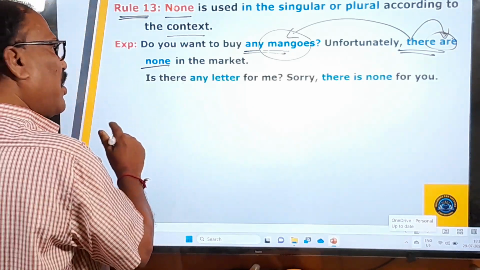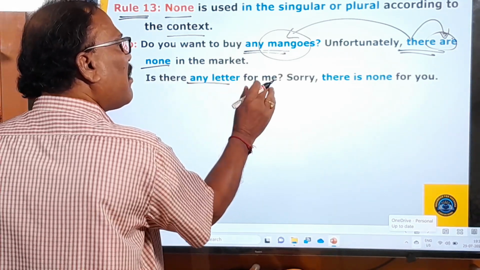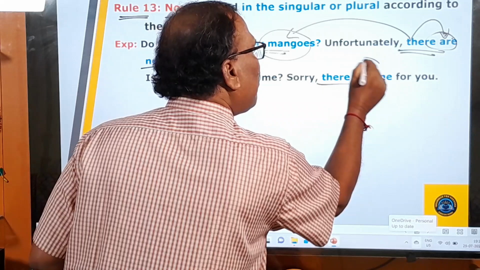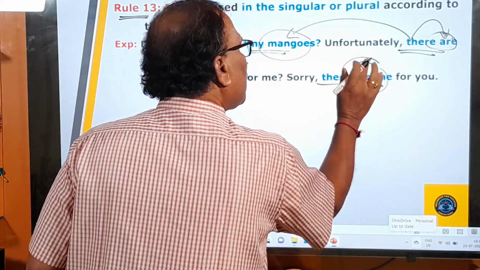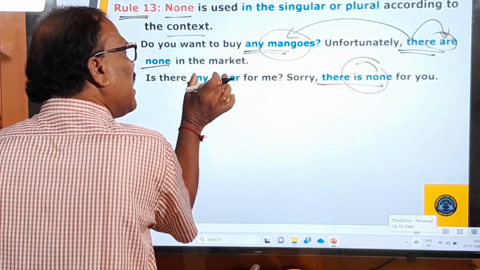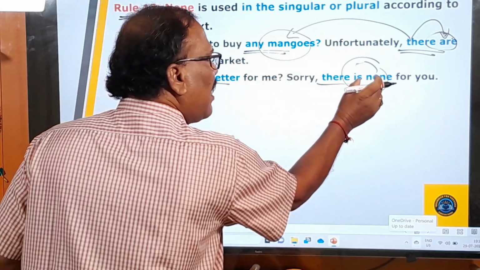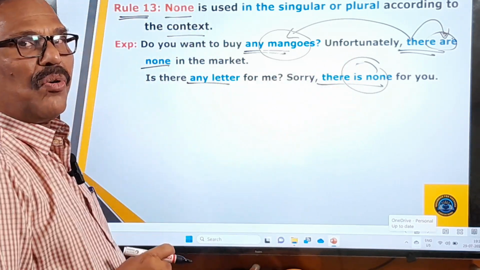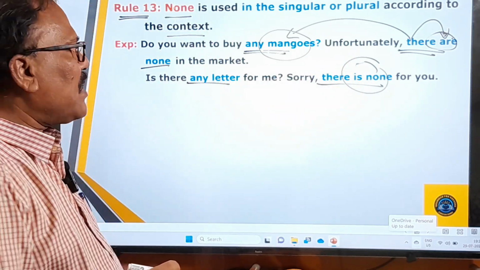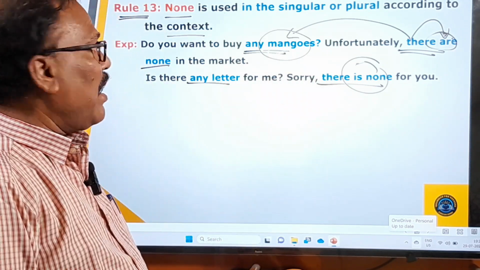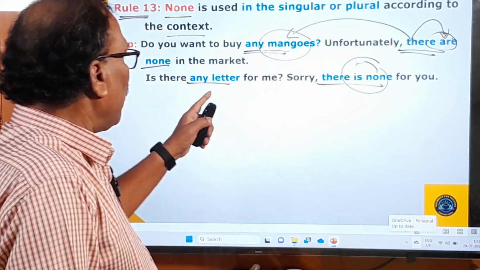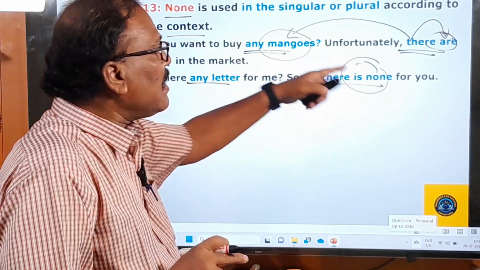Now look at one more example. Is there any letter for me? Sorry, there is none. This none is referring to this any letter. Any letter is singular in number, and that's why none is taking only the singular verb. So that's why there is none. Here mangoes, there are none, but here any letter singular, there is none.